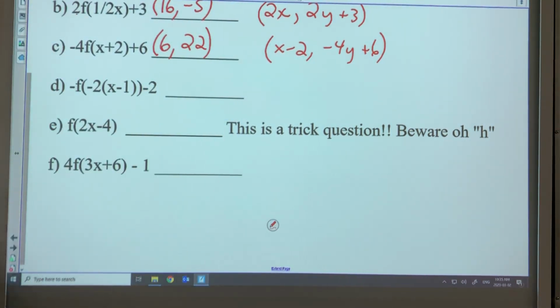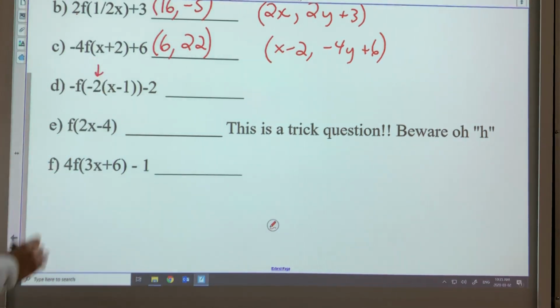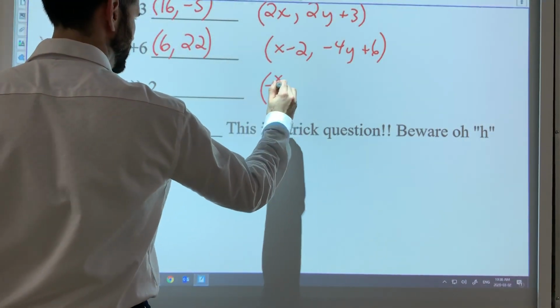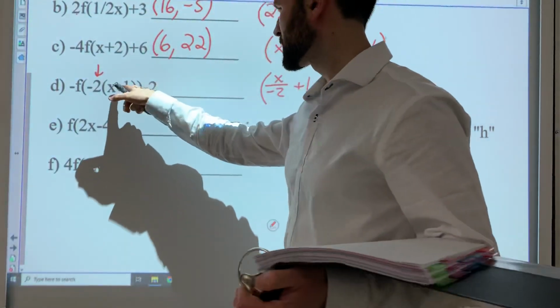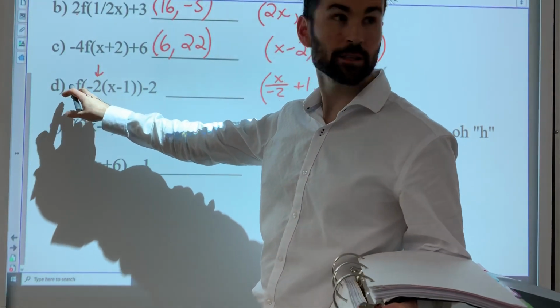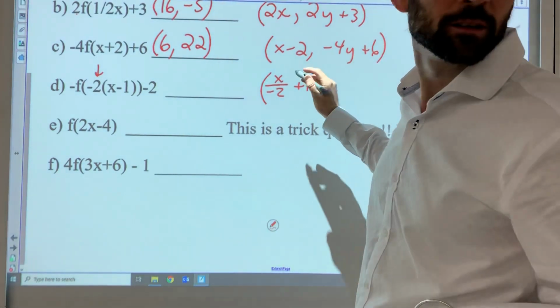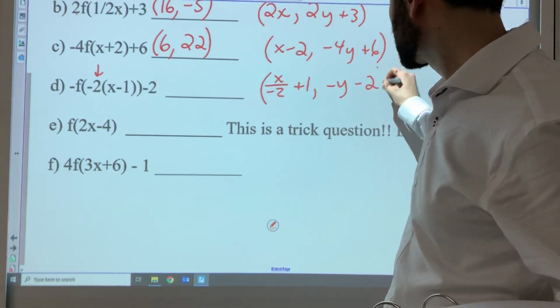Excellent. Now, this one's looking a bit trickier. So, the b value has been pulled out for us. I can see that because of the brackets. So, my x variable is going to be x divided by negative 2, and then plus 1. Okay, so opposite sign in there. And then be careful because there is a negative on the f. Did you guys catch that? So what does that do to my y variable? Multiplies by, very good, negative 1. So I've got negative y, and then subtract 2.